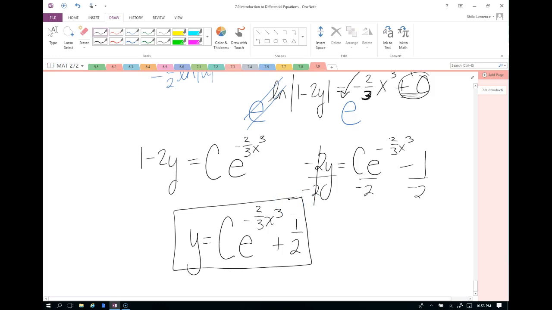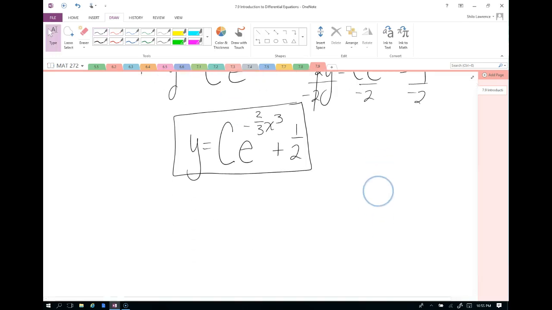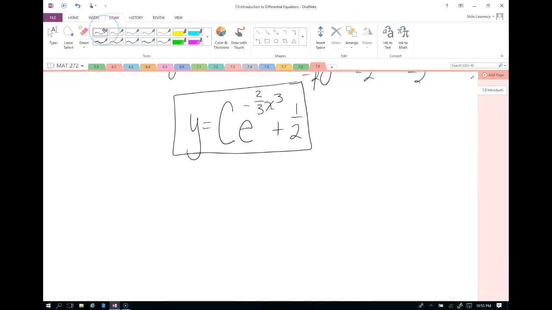So that's one of the trickier problems. That's probably one of the most tricky that you'll see in this section. So to finish up, what I want to do now is actually look at a problem where we're asked for a particular solution. And the start of the problem is exactly the same. The only difference is they're going to give us one extra piece of information about our function so that we can solve for the c. So we're going to find the particular solution.